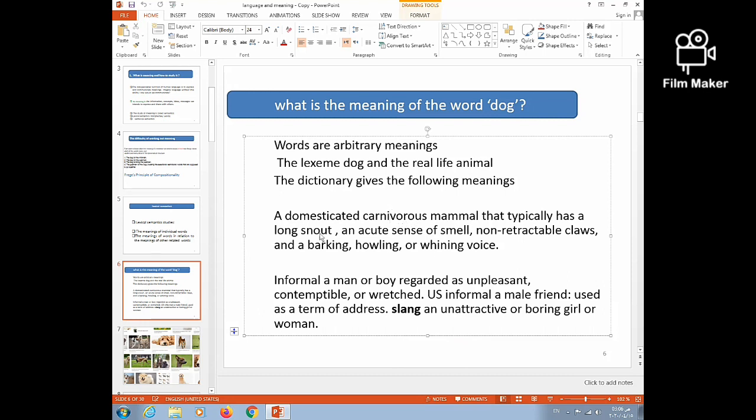Look at the rest of the definition. It has a long snout. Snout here means what? Let's look at the synonym. It means nose. It has a long nose. If you apply this to an animal with a long nose, we can find that there are many animals which have longer noses than the dog. And also an acute sense of smell. Dogs are not the only animals which have this characteristic or this skill or this capacity. We have non-retractable claws and a barking, howling, and whining voice. We find that there are some dogs which do not bark, as we're gonna see.